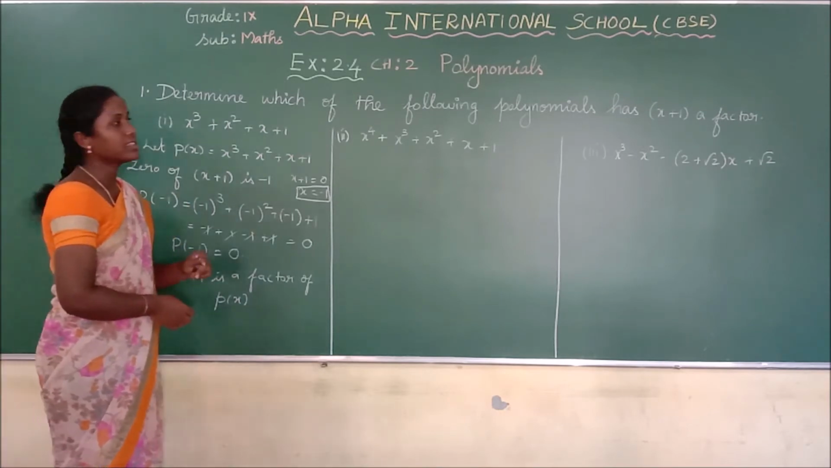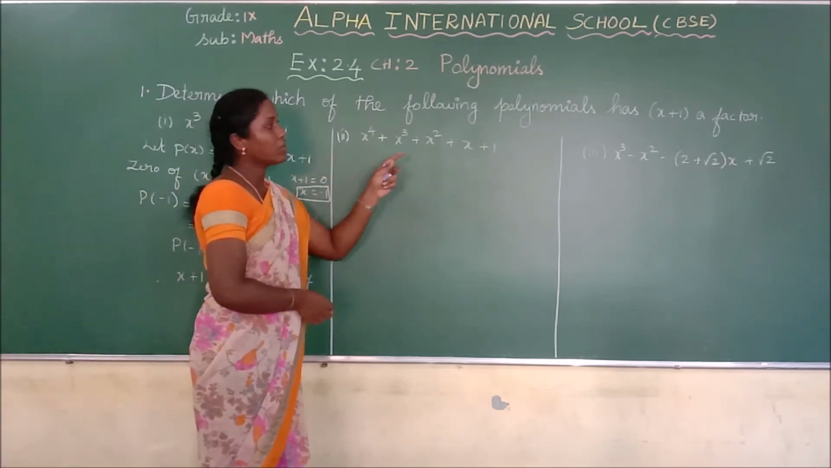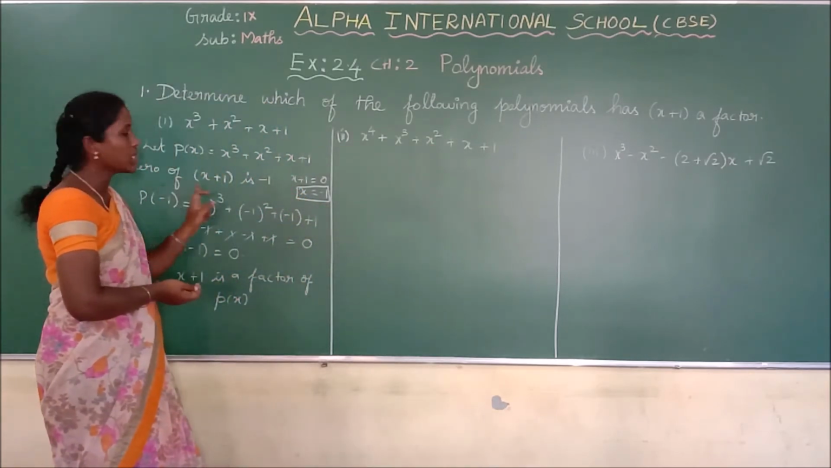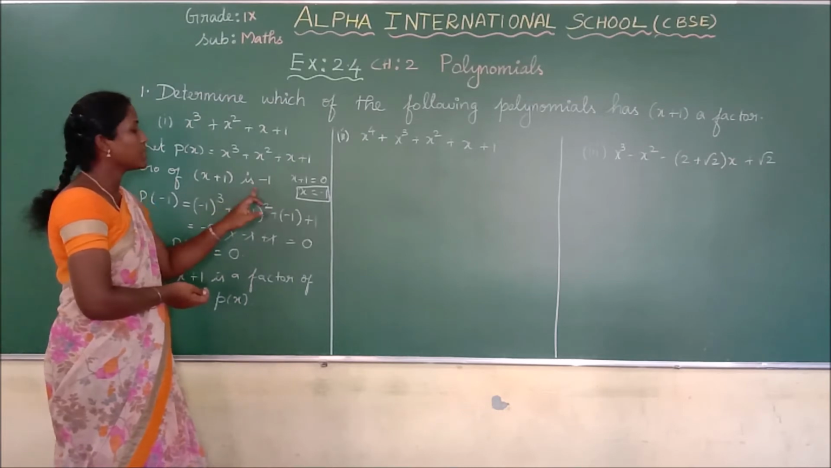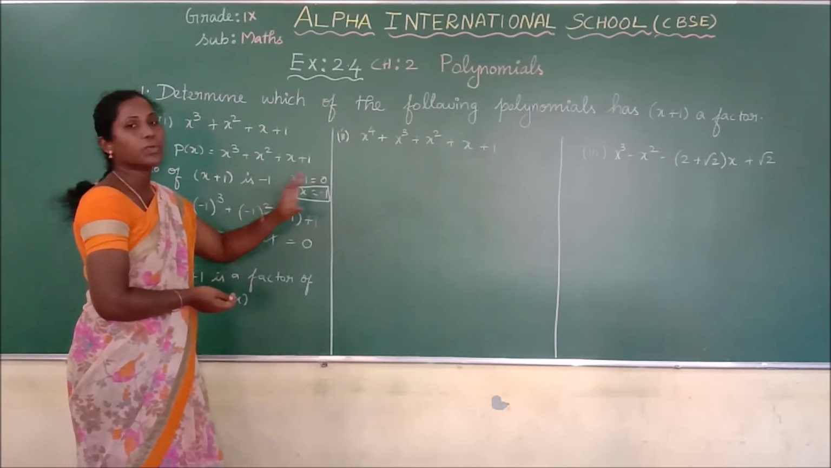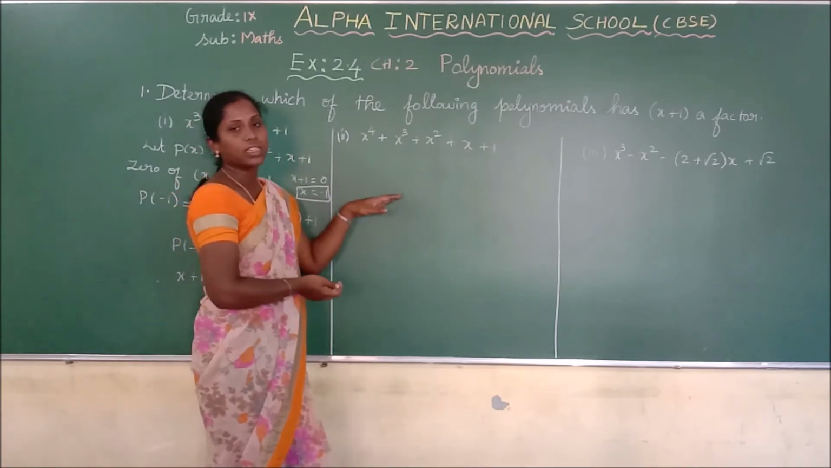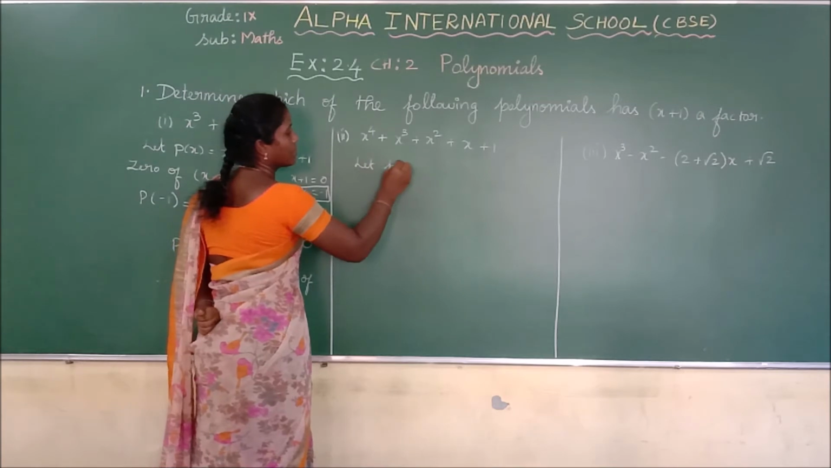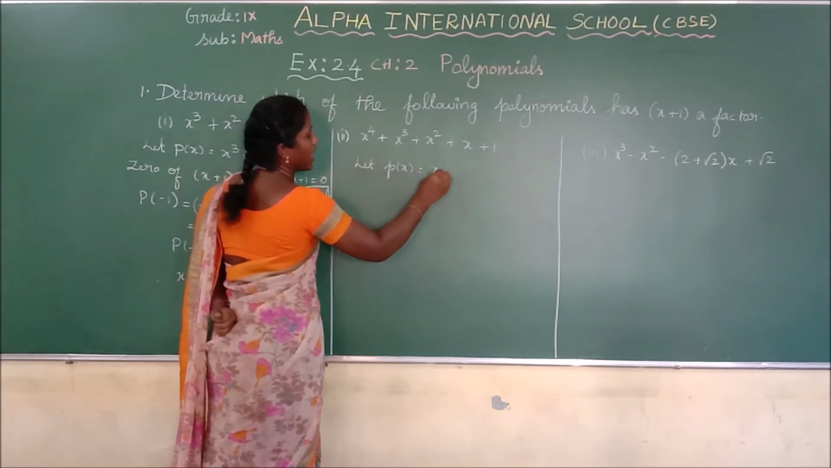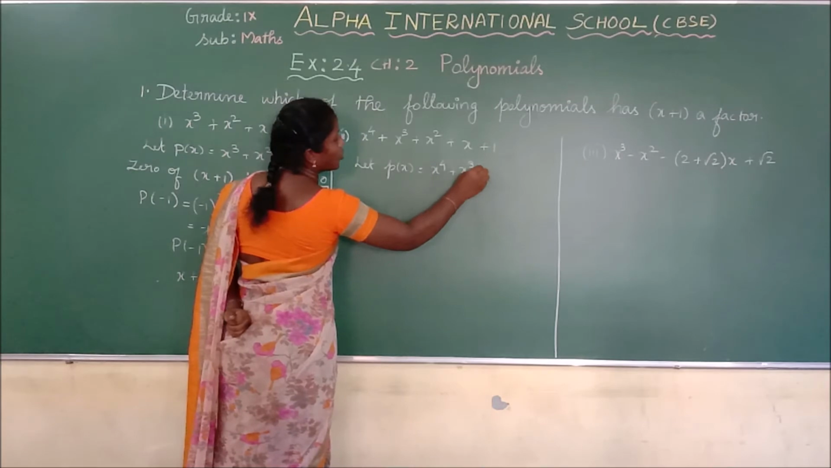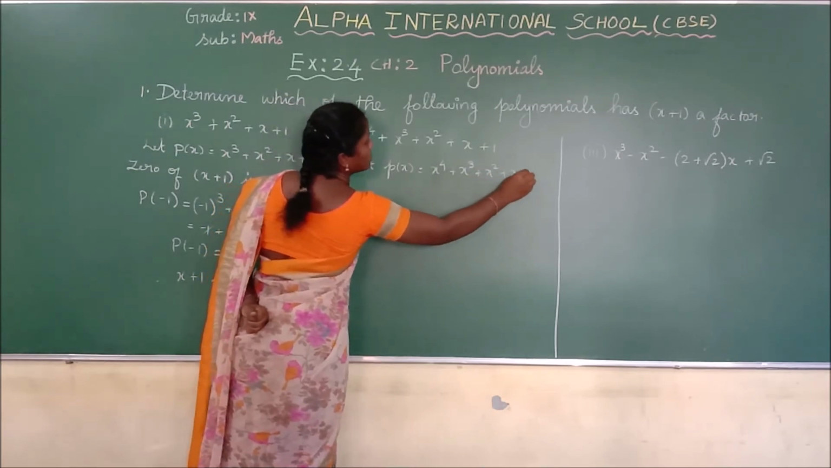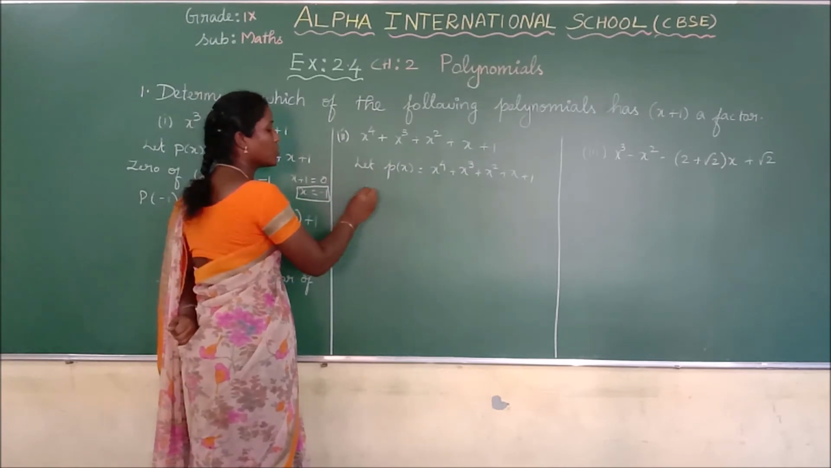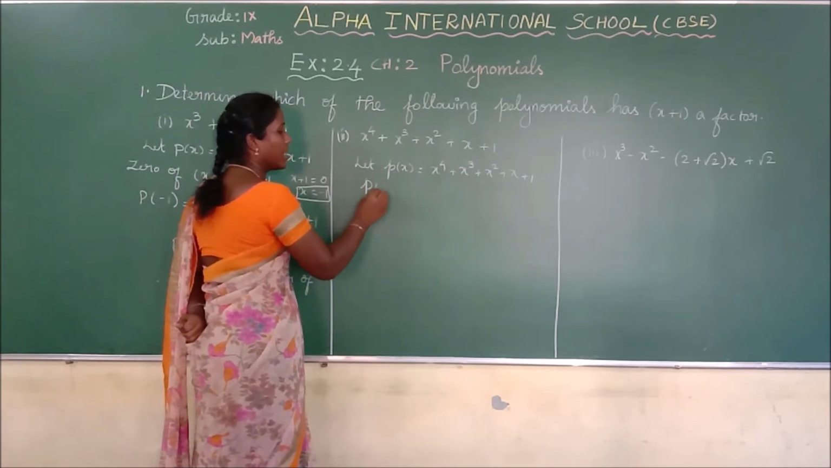Let us check for the second subdivision, the same factor only. We have to check whether x plus 1 is a factor of P of x. In the first question itself, we have identified the 0 of x plus 1. The 0 of x plus 1 is minus 1. So directly you can check x equal to minus 1 in the second problem. For that, we are going to write P of x is equal to x power 4 plus x cube plus x square plus x plus 1. So what is the 0 of x plus 1? That is minus 1. So replace x by minus 1.